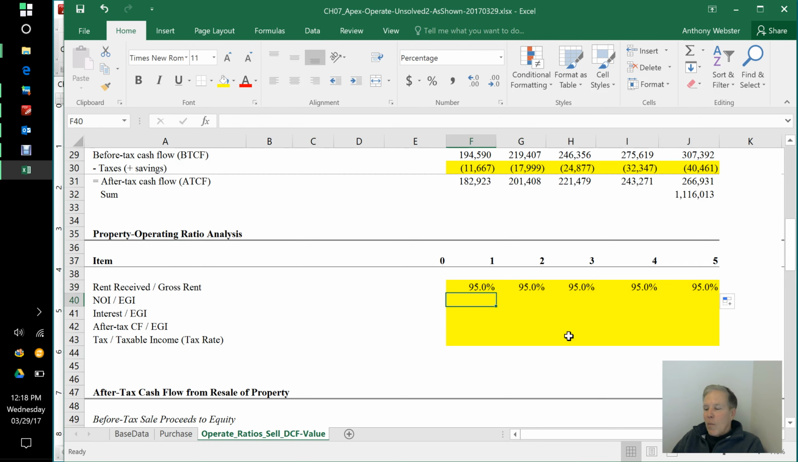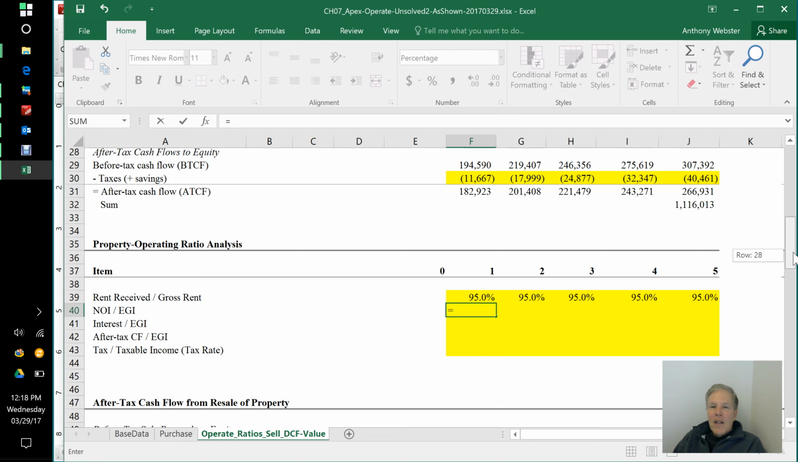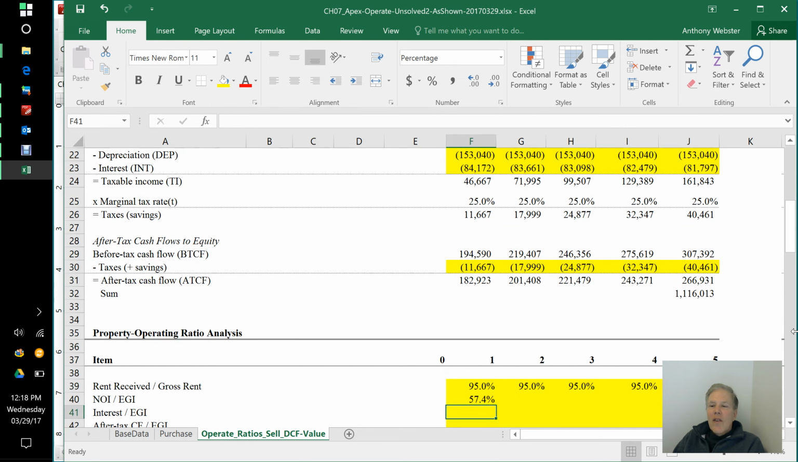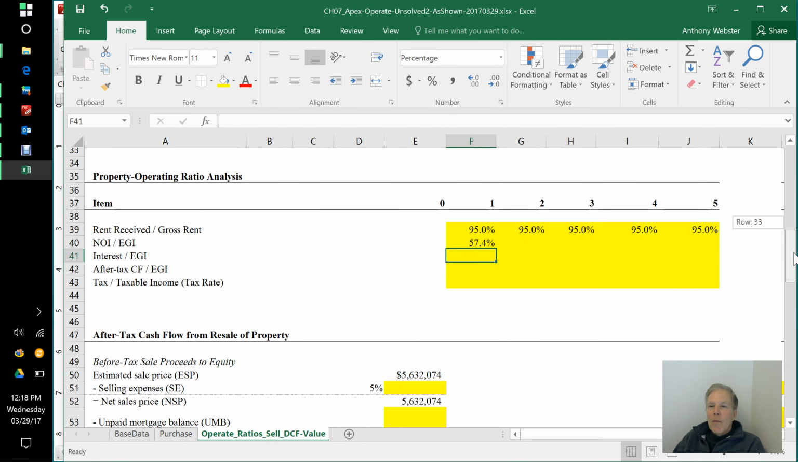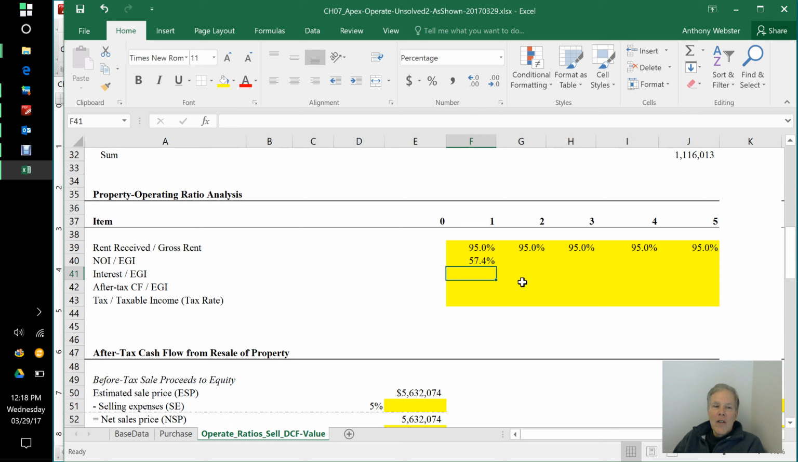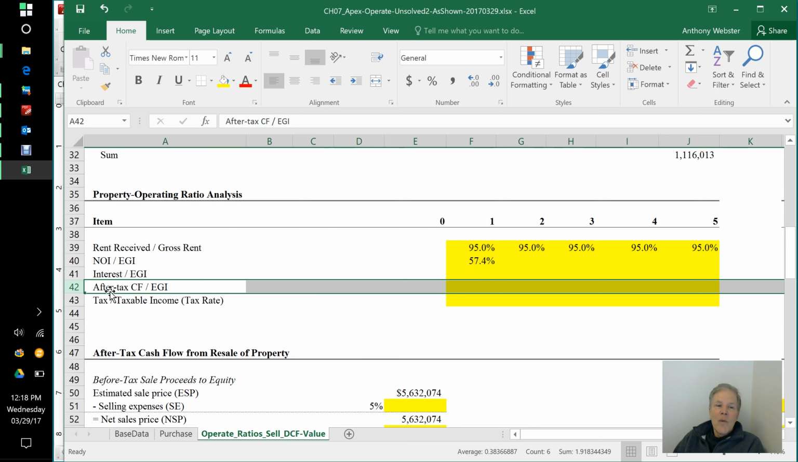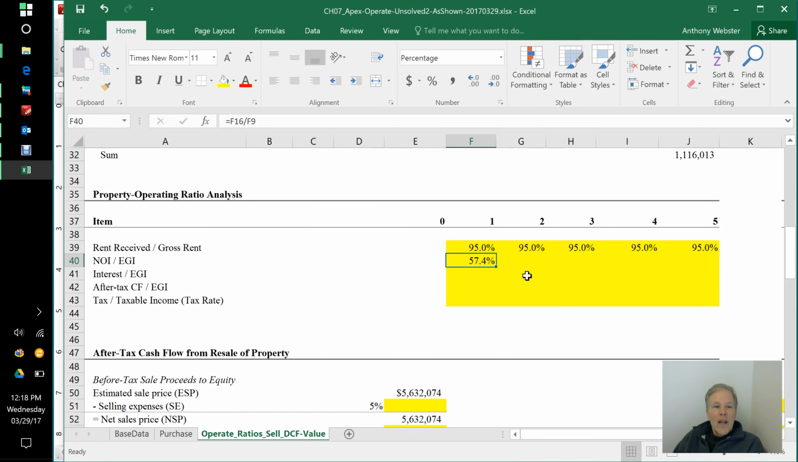So that's good. So my NOI over my EGI, that's very easy. I just go up and find my NOI and divide that by my EGI. This is a helpful number. This would be a very helpful number if we didn't have a mortgage. When we do have a mortgage, and whether or not we have a mortgage, the one ratio that's really, really helpful is always after-tax cash flow over effective gross income. So I'll wait on pulling this over until I have all the rest of the ratios here.